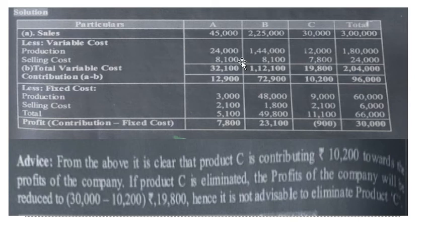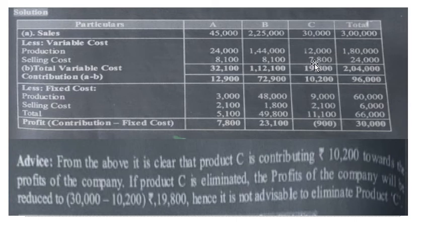The same way, selling cost under variable classification, which is 8,100 for A plus 8,100 for B, and for C 7,800, will give you 24,000. So in the same way the calculation is done for your total side.